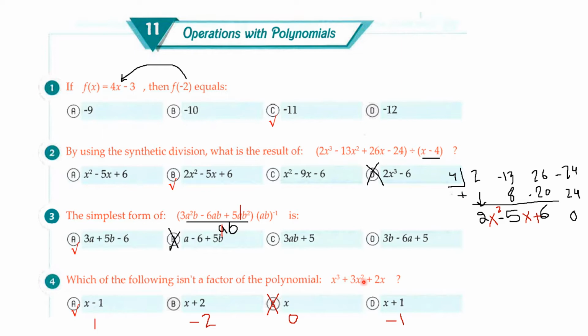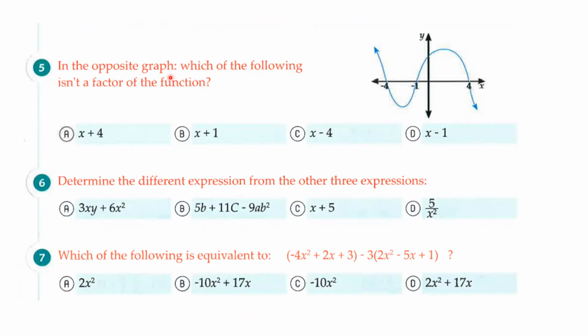Do not do long division or try factoring or anything. Just this method is going to be very easy for this question. So, in the opposite graph, which of the following is not a factor of the function?